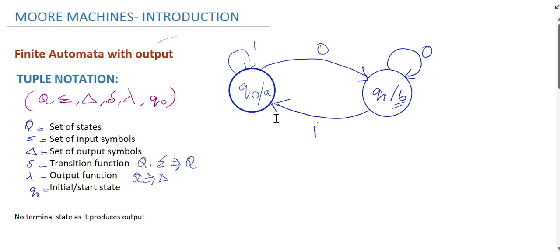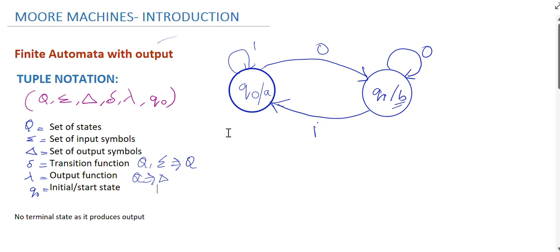So this is the sample Moore machine model. Here you can see along with the state, you are representing the output symbol also. So Q naught, upon receiving the input 1, is producing an output A. And Q naught, upon receiving the input 0, is moving to the next state Q1 and producing an output B. And Q1, on receiving the input 1, is moving to Q0 and producing the output A. Q1, on receiving 0, is moving to the same state, producing an output B.